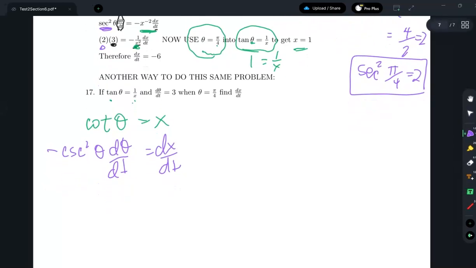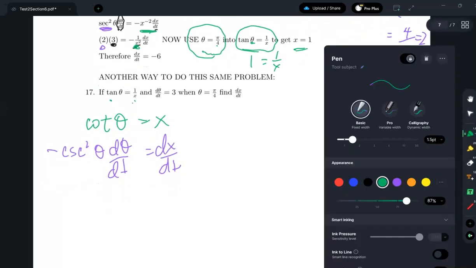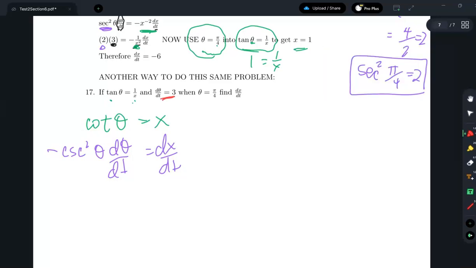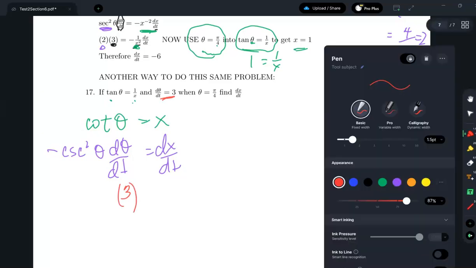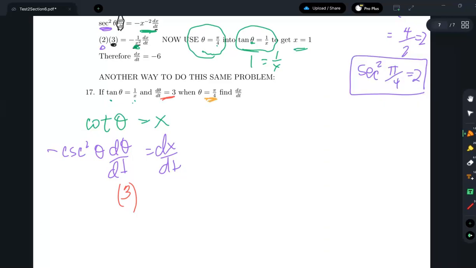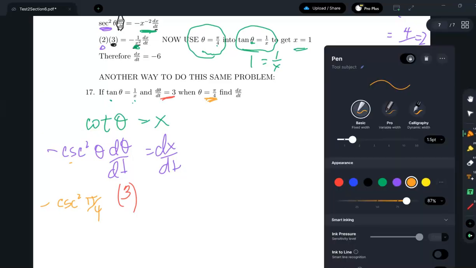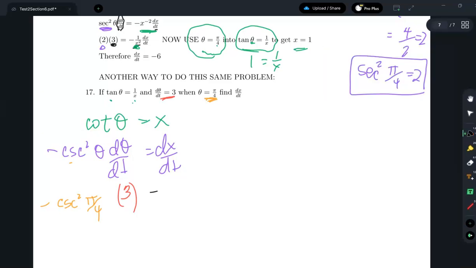Okay, so let's see what we've got. We're going to plug in, different color, I'm going to plug in d theta over dt is 3, right? Oh, and look at that. I'm going to be plugging in pi over 4 into here, right? So negative cosecant squared of pi over 4. And then that's going to help me to find dx over dt. That was a lot less work, right? It is. It's a lot less work. I don't have to go through and find this extra thing.